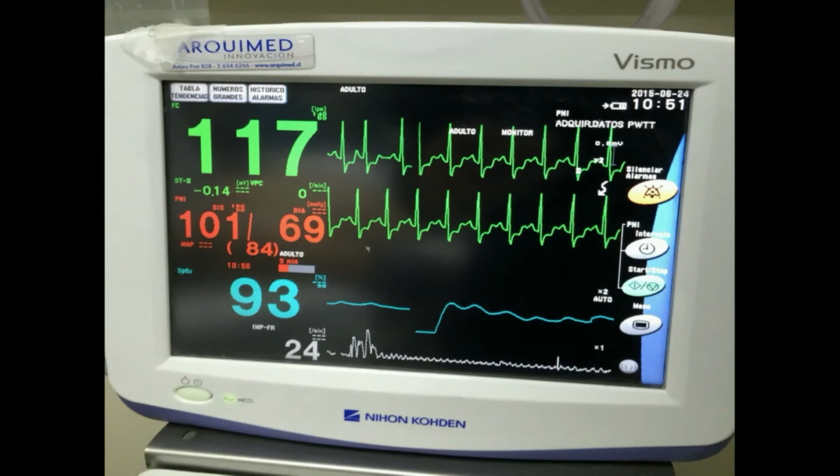Now she's 101/69. She's still struggling with the tachypnea and tachycardia, but she was clearly better. You could see her perfusion was better. She looked a lot better. So clearly that made a difference.